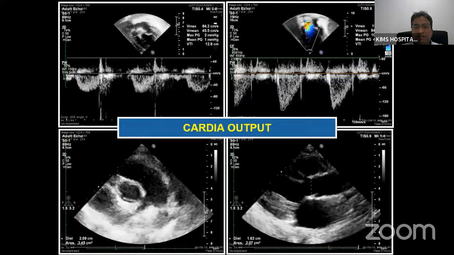So this is one example. See, in the first patient, you can see there is a tracing on the Doppler. Okay, then what we are taking is the annulus, and then the Doppler. In the annulus, you are measuring the VTI multiplied by the area of that tube, so that you are able to get the cardiac output.